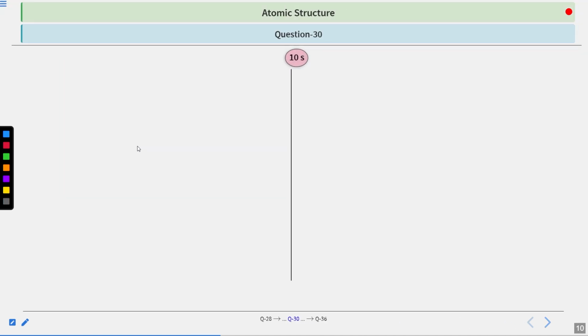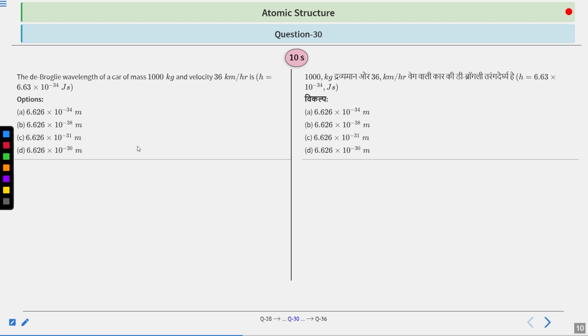Question number 30 says that the de Broglie wavelength of a car of mass 1000 kg and velocity 36 km per hour is, h is equal to 6.63 into 10 to the power minus 34 joule second. Options are: A, 6.626 into 10 to the power minus 34 meter. Option B, 6.626 into 10 to the power minus 38 meter. Option C, 6.626 into 10 to the power minus 31 meter. Option D, 6.626 into 10 to the power minus 30 meter. You have 10 seconds to solve this question. Your time starts now.